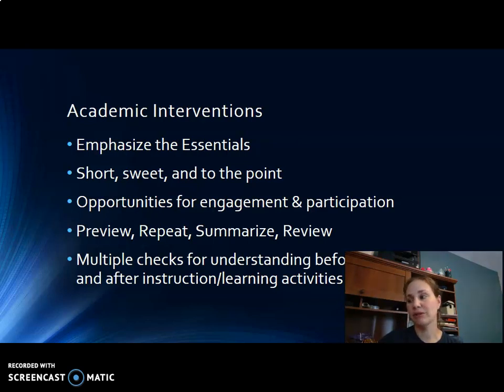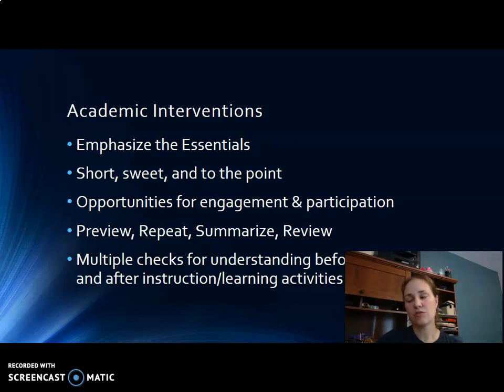Advanced organizers can be really effective, again for all learners, but particularly for students who need help with their organization skills. Preview the lesson and provide an outline of the day's schedule to help them with expectations and focus. List needed materials when you're beginning a lesson. Remind students, these are the things we need for this lesson.